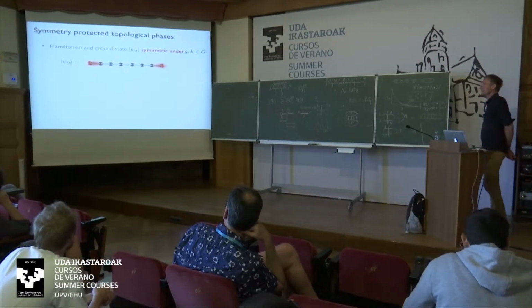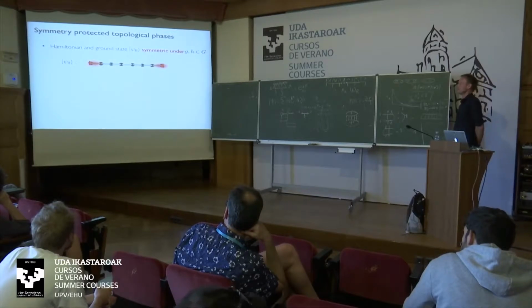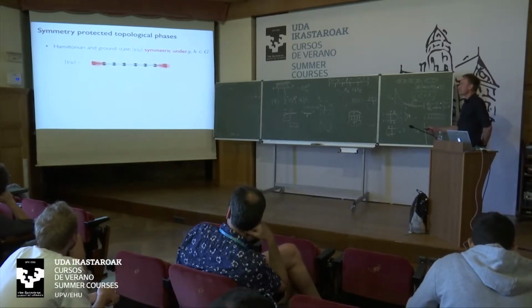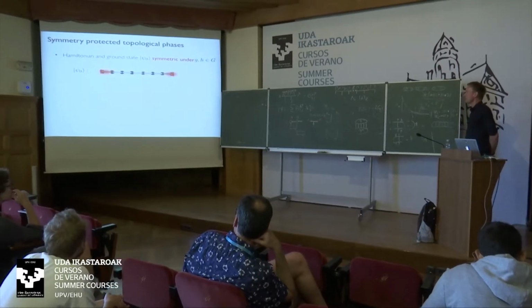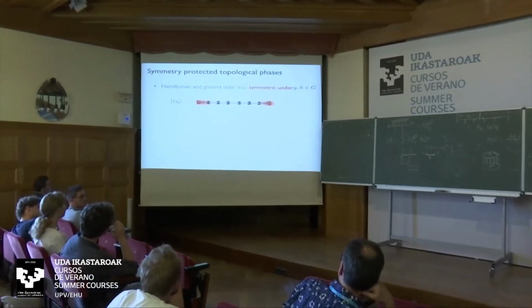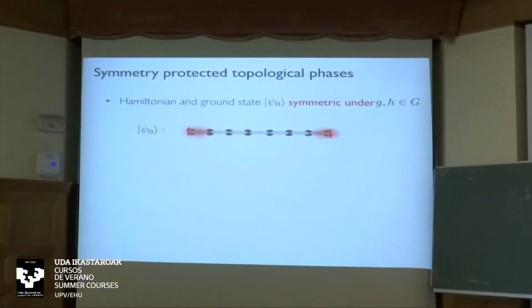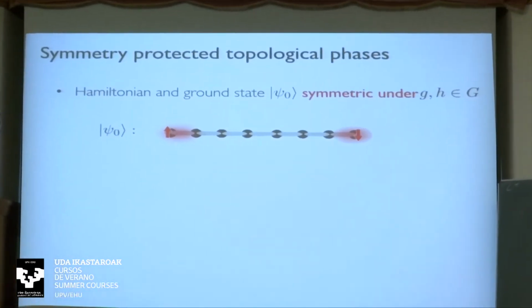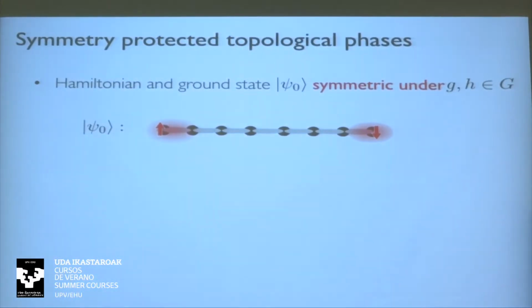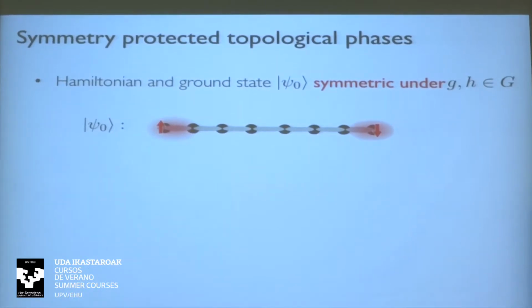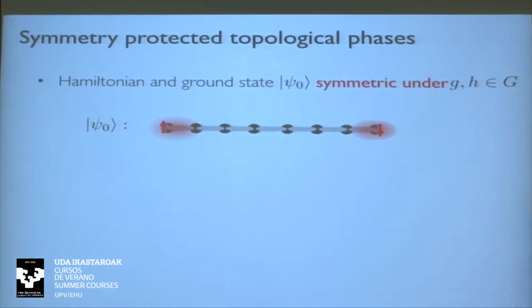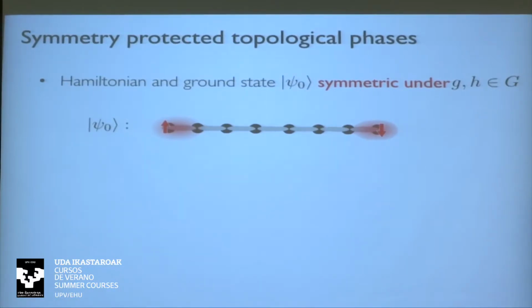So let us now assume that we have some one-dimensional Hamiltonian and find the corresponding ground state to it. And we assume that both of them are symmetric under some symmetry transformation. So this could be just some arbitrary symmetry group. For concreteness, these could be just spin rotations. Recall that the Heisenberg chain, for example, has an SO(3) symmetry, and these elements from the symmetry group could be spin rotations around different axes.